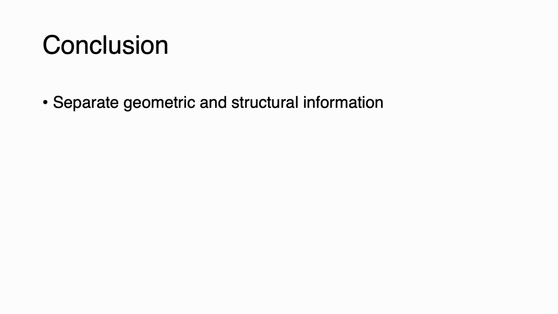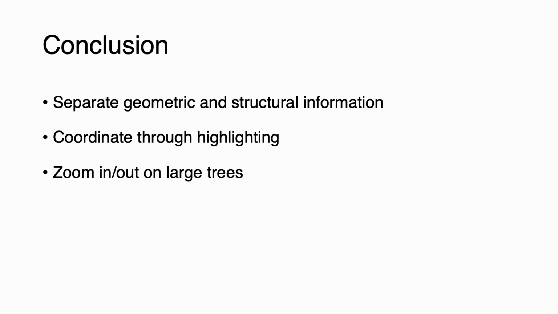To summarize, we presented a visualization technique for viewing BVHs and ray intersection queries, which relies on separating geometric and structural information to reduce visual clutter. These views are connected through highlighting, so correspondences can be viewed on demand, and users can zoom in and out of tree nodes for scalability. Users can view aggregate performance of a set of ray intersection queries from a pixel grid, and individual query traversal traces by selecting individual pixels.